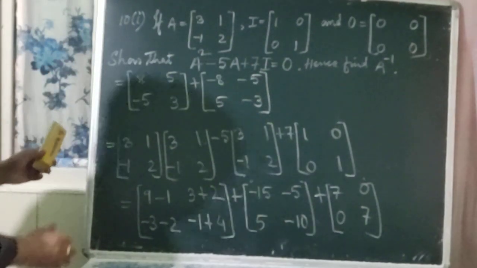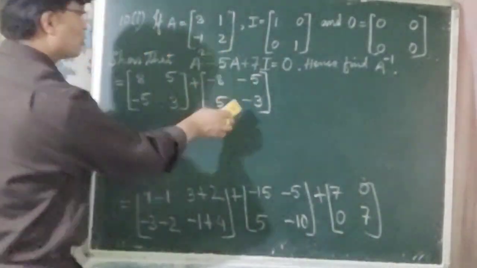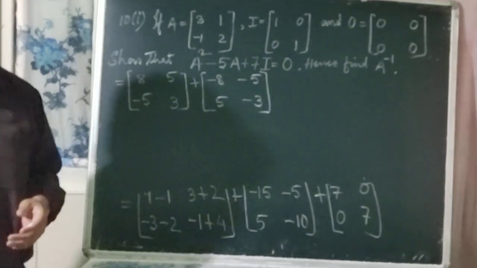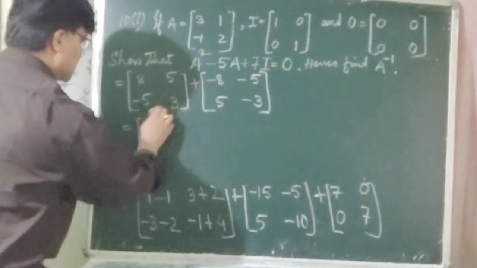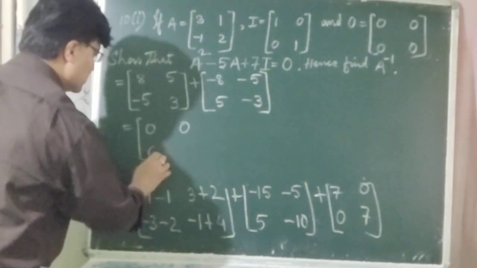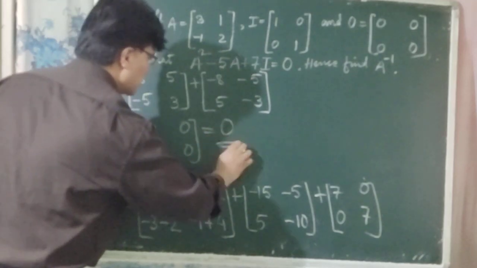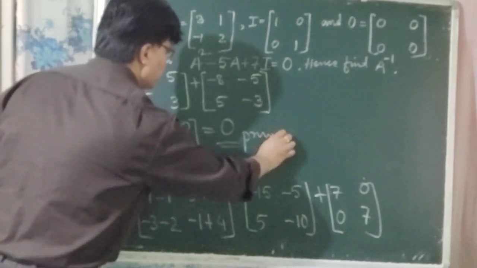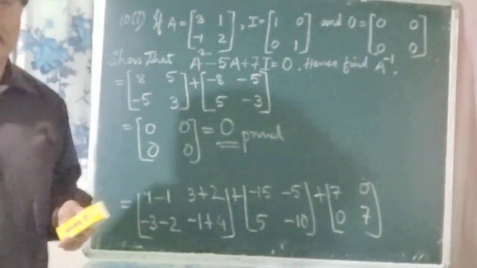Is that clear now? Now let us add these two matrices again. You can add those two matrices because they have got the same order, you know that, isn't it? Which is equal to 8 minus 8, 0, 5 minus 5, 0, minus 5 plus 5, 0, and 3 minus 3 is 0. That is your null matrix O, proved. So is that clear to all of you? So this first part is done.